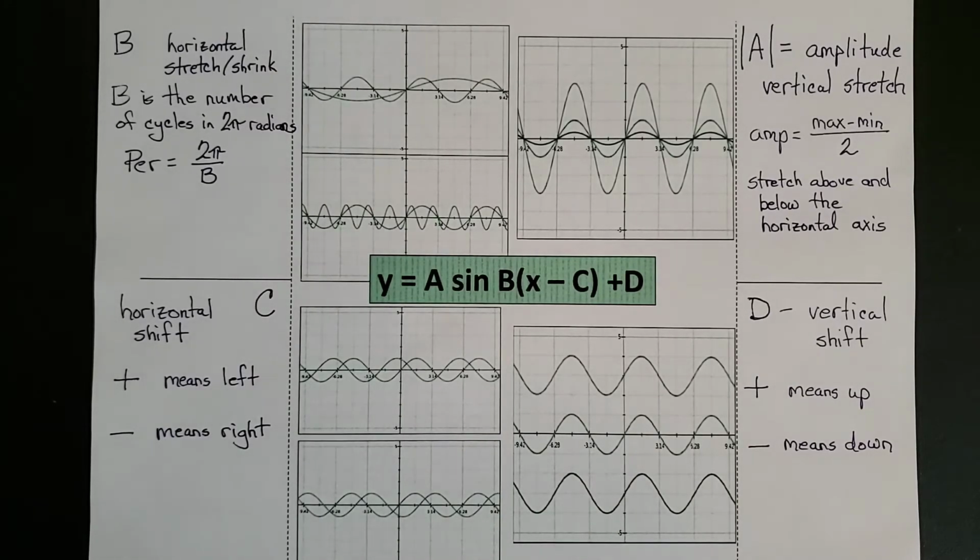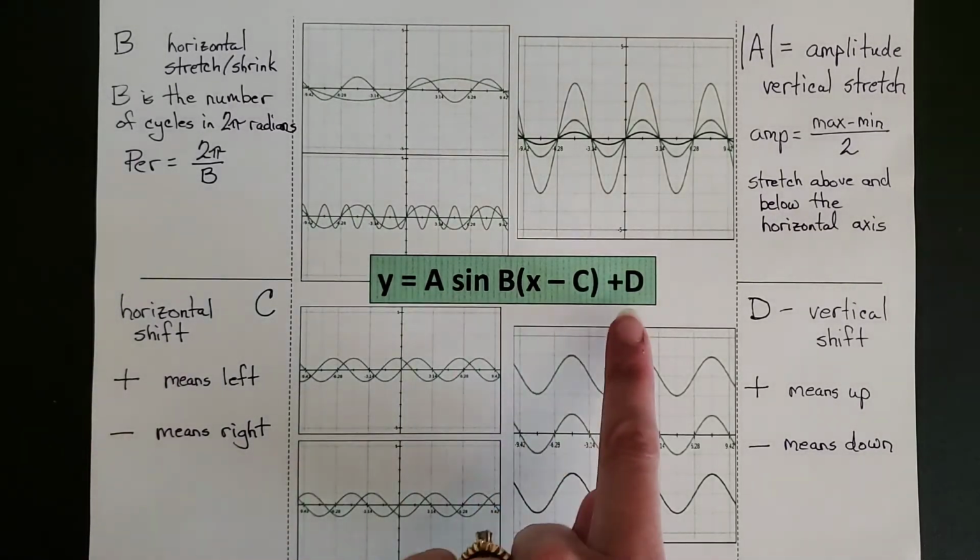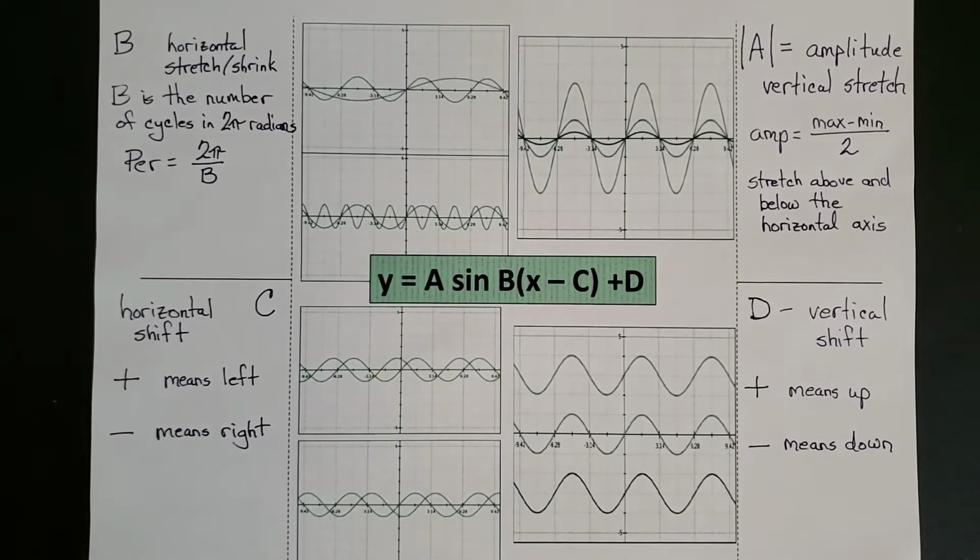So that's a nice summary sheet of all of those transformations. And we're going to begin to look at equations where multiple things occur at the same time. I won't always give you all 4 transformations. It might be some smaller combination, but we want to think of them individually as we put them together.